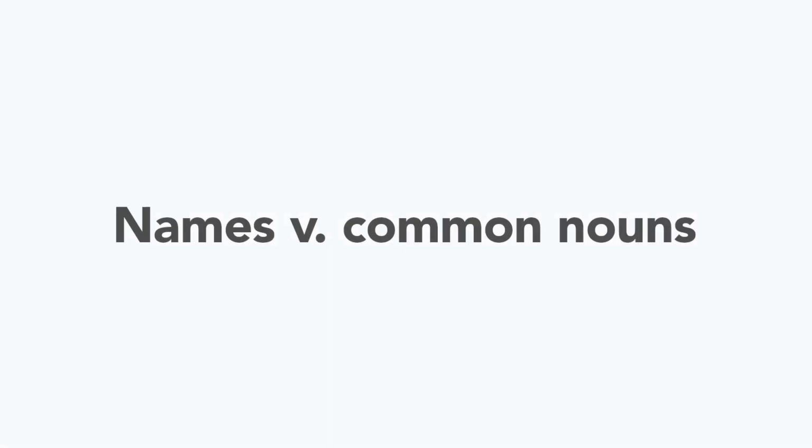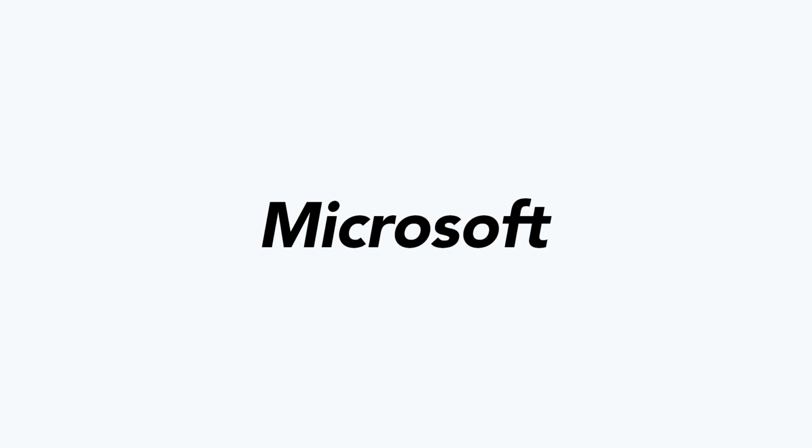Okay, so let's look at the 4 most important ideas for choosing the right article. The focus for this video is the first of these, the difference between names and common nouns. For names, there is usually no article. For example, John, Canada, Microsoft, Liverpool.